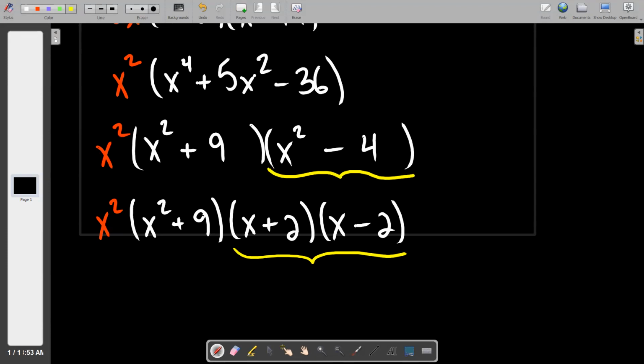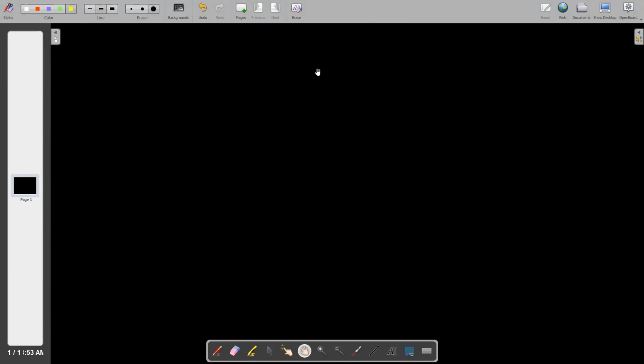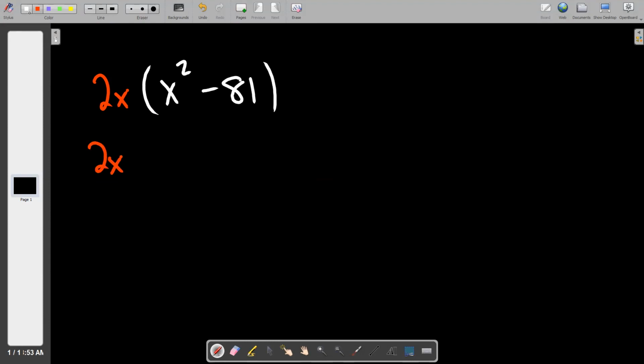All right, one more in the top row, and that is another GCF. And so we're going to pull out a 2, and we're going to pull out an x. And then we should reveal the actual math problem, which is x squared minus 81. And what is that? It's just a classic simple difference of squares. So that just breaks into x plus 9, x minus 9.